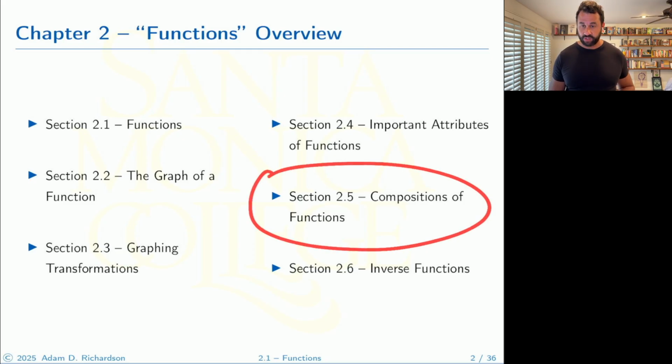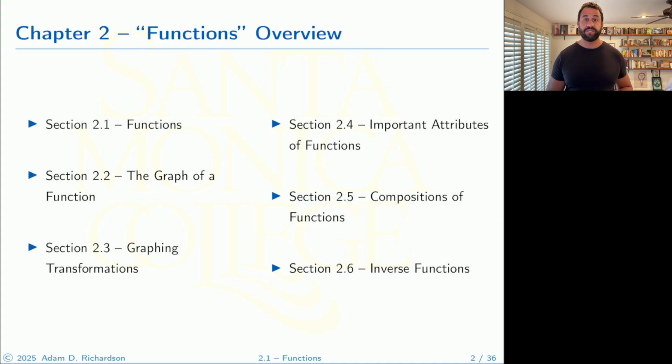Section 2.5 is a critical section. That one's all about compositions of functions. Basically, that discusses taking functions and putting one inside of the other, which is something that we do a lot in math and science, nesting functions, daisy chaining functions together. And then the last section is section 2.6, and that's all about inverse functions, which basically undo what the forward function does. So we'll get there by the end, by section 2.6.